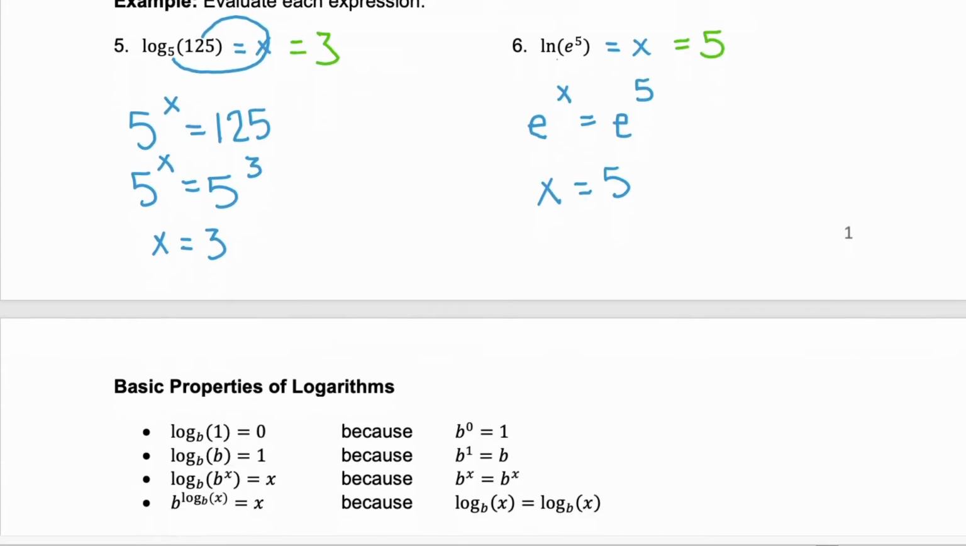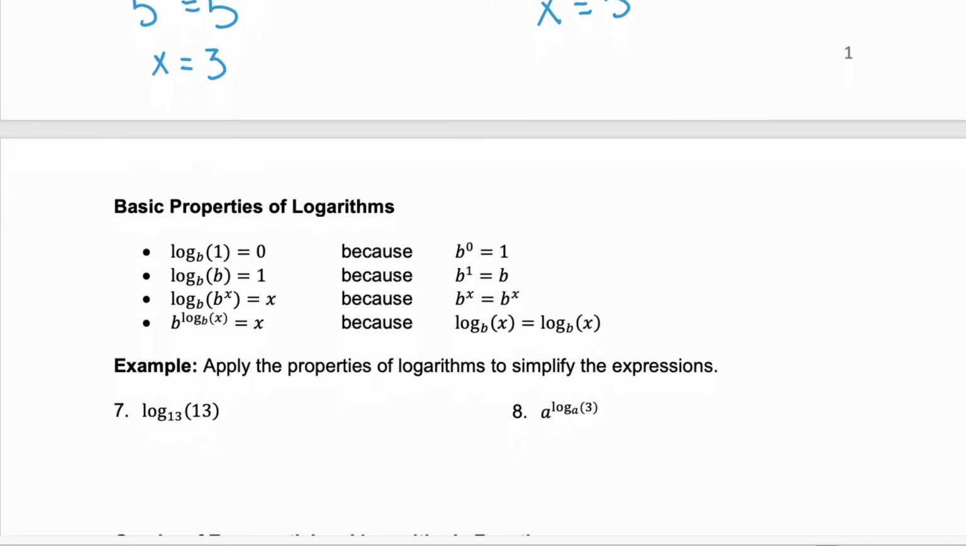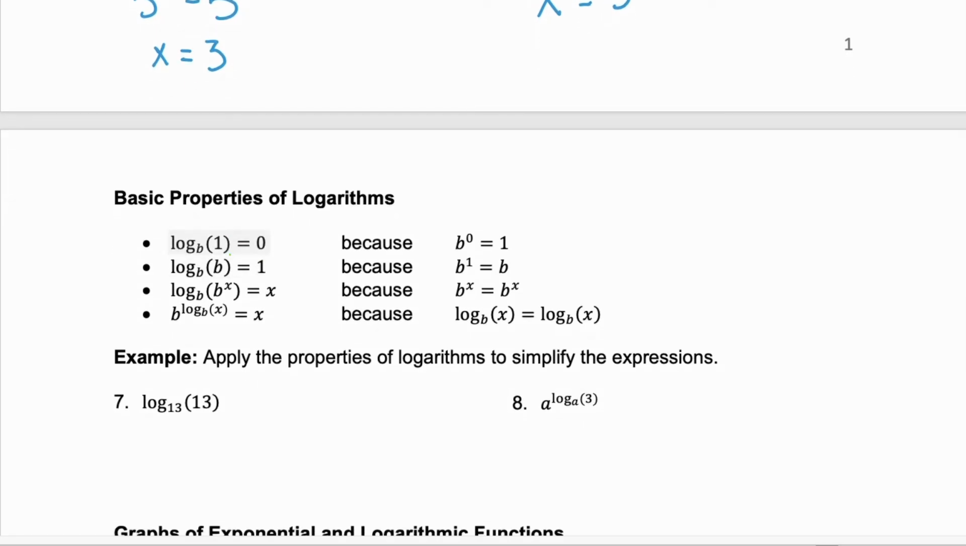This brings us to some properties of logarithms. On the left, you can see the property of the log, and on the right, you can see what that looks like in exponential form. The ones you're going to use the most often are probably the first and the second. If you take the log of 1, it equals 0, because b to the power of 0 always equals 1. The second one, notice that the base, b, is identical to that argument, b. When your argument and your base are the same, your result is 1.